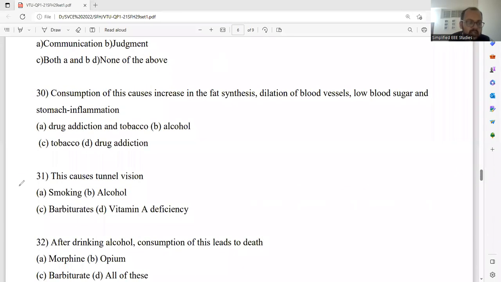Okay. Question number 31. This causes tunnel vision: smoking, alcohol, barbiturates, vitamin A deficiency. So for 31, I would like to go for alcohol. Obviously, when one person consumes alcohol, he suffers tunnel vision. That is why, in the display of a road or on a nearby footpath, you can see captions like "don't drink and drive." So alcohol causes tunnel vision.